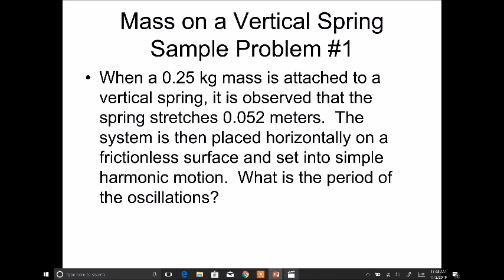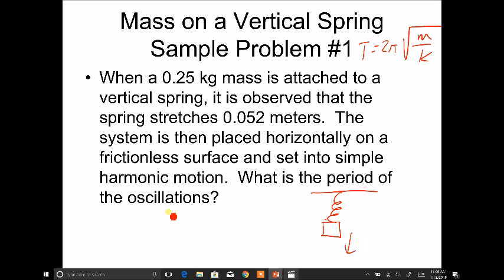On a problem like this, we first of all have to find K. And once we know K, remember that the period of a mass on a spring is 2 pi times the square root of m over K. So we know mass, we know pi, we need to know K. To find K, we're going to think about the vertical part of this problem. Here's the spring, it's unstretched. We put our mass on it, and it stretches down a distance of 0.052.